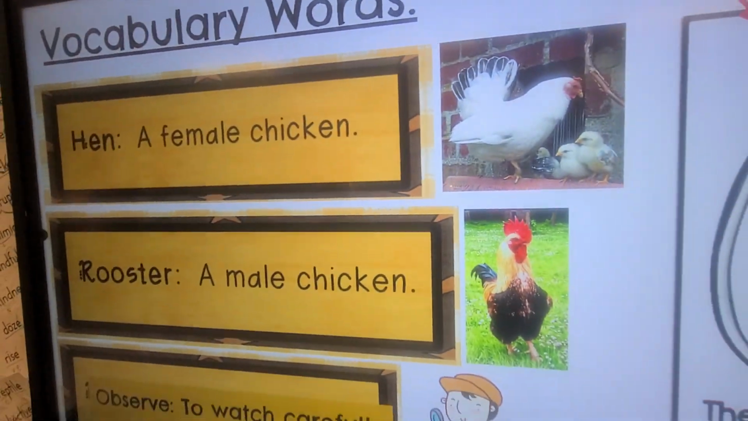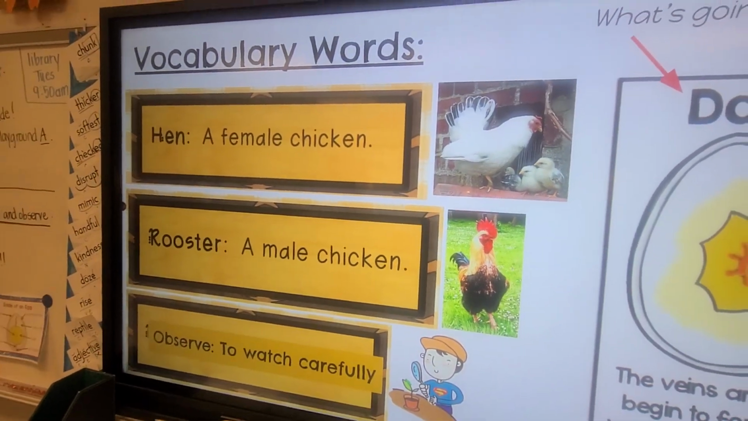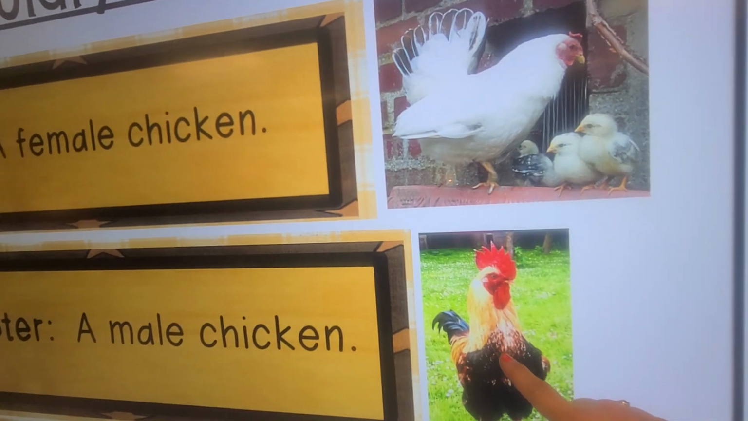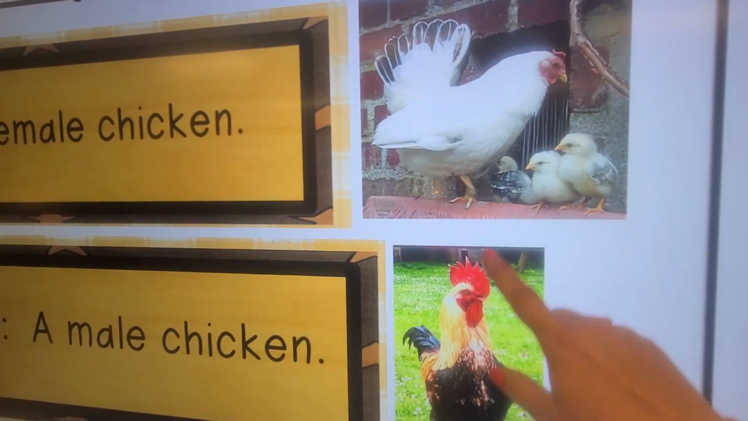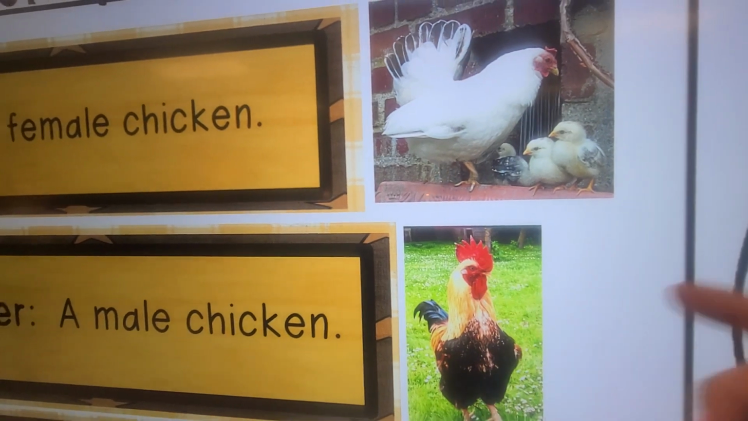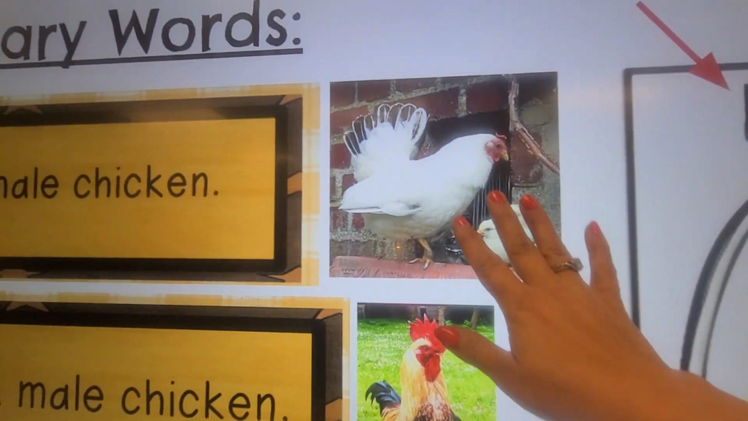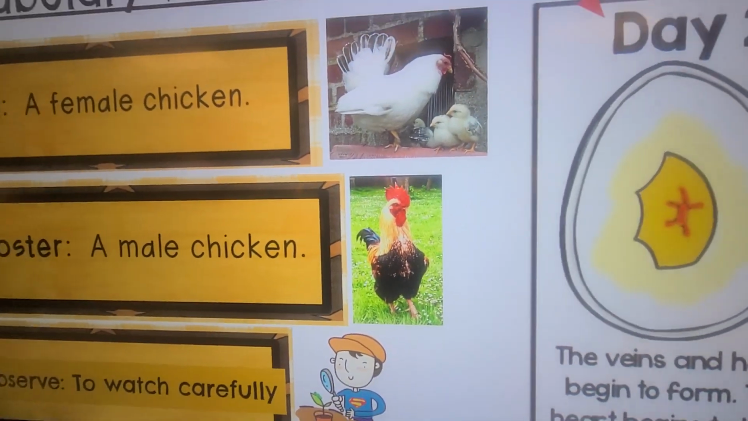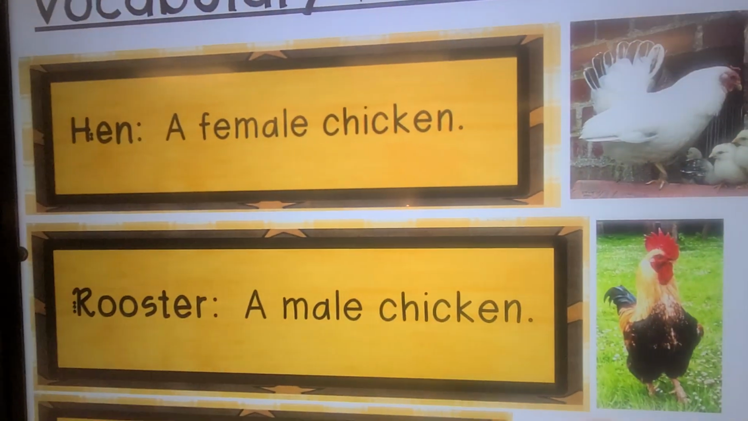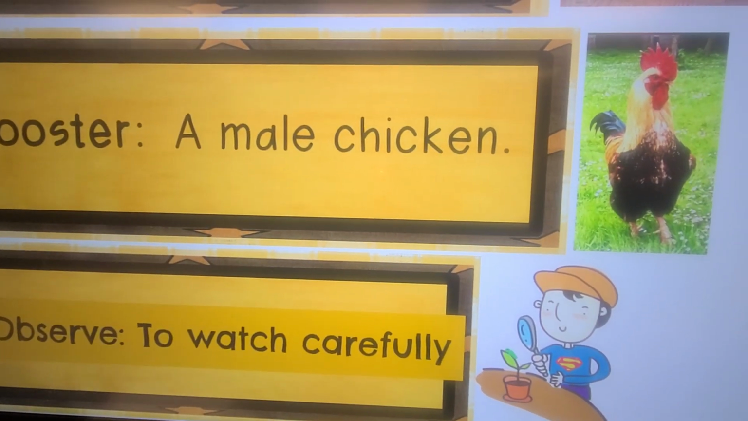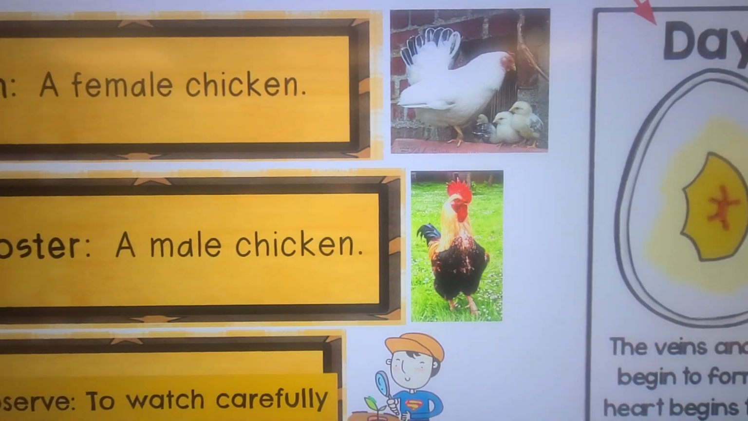Yesterday was day 2. We talked about the difference between a hen and a rooster, a female chicken, a male chicken, and how their body shape was different and what their purpose is in the flock, like what her job is, what his job is, and how they're both so very important. We had 2 nouns yesterday, hen and rooster. We had our first verb yesterday, to observe. We talked about watching things carefully.